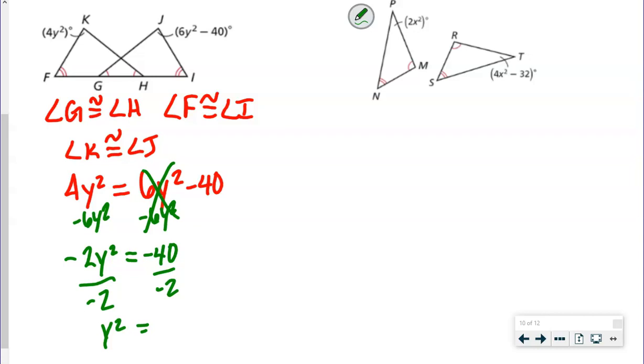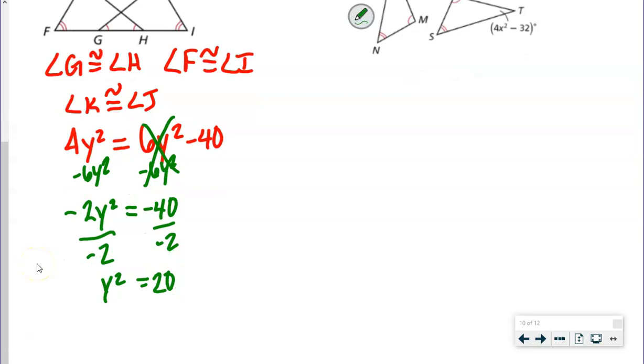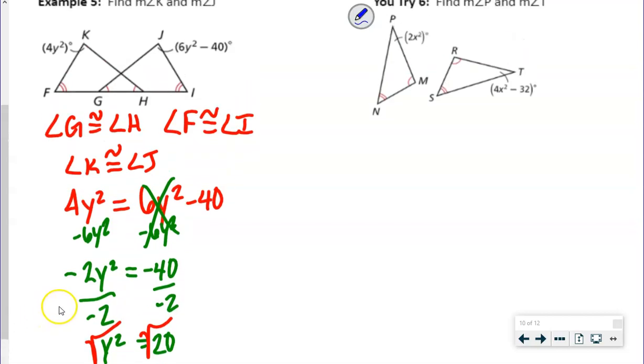Isn't that going to be 20? Okay. So if you recall, when we have a y squared equal to 20, we're going to take the square root of both sides to solve this. So that means y is going to be equal to the square root of 20. Now I'm just going to leave this like this to solve the problem, because now it's asking us to solve for k and j. Well, truth be told, we know that they're equal, right? So we can just solve for one of them and we'll have the other one.